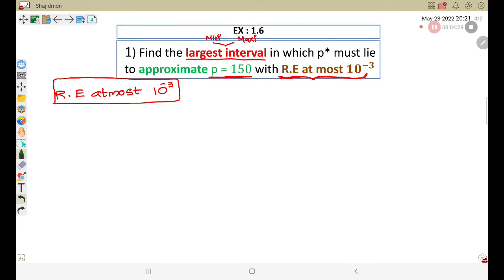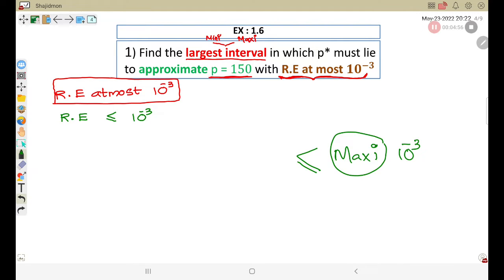So we will come to this question now. Relative error at most 10 power minus 3. So what is the meaning? Relative error at most means less than or equal to 10 power minus 3. See, this is the maximum side. The maximum side is 10 power minus 3. That is the meaning of at most 10 power minus 3.